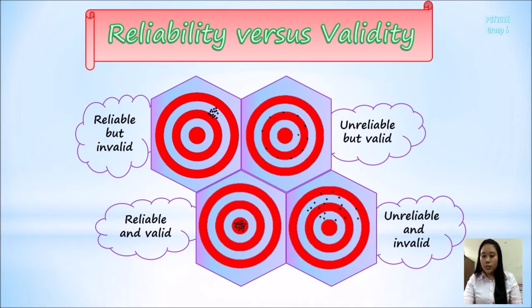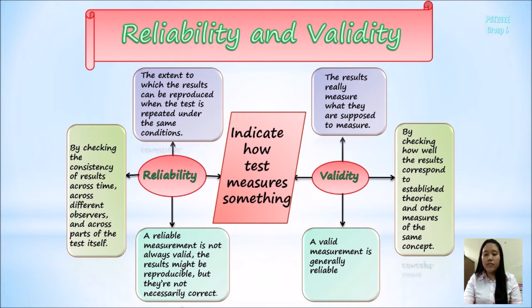And the last picture shows that the results produced from the test are not clustered together, and are spread away from each other, so it is unreliable, and it is away from the true value also, so it is invalid. So the last picture shows unreliable and invalid. So until now, I hope you can get some ideas on reliability versus validity. Now I will go into the three differences between reliability and validity.